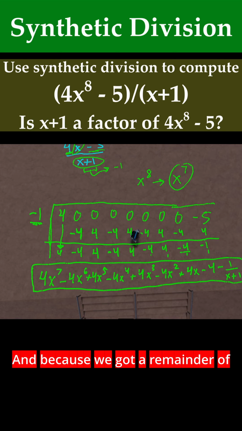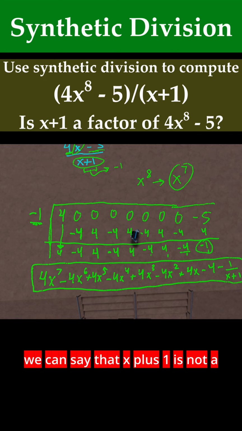And because we got a remainder of minus 1, and that remainder is not equal to 0, we can say that x plus 1 is not a factor of 4x to the 8th power minus 5. I'm proud to say that this problem only took me 2 attempts.